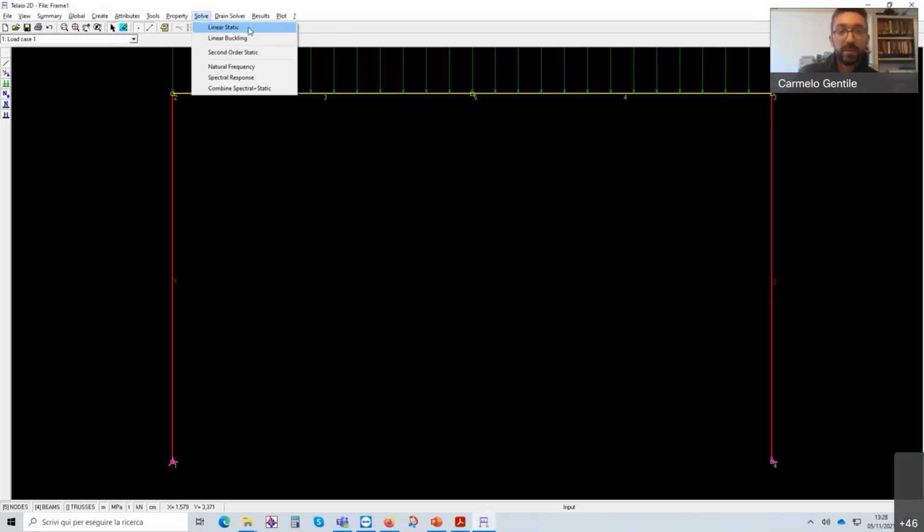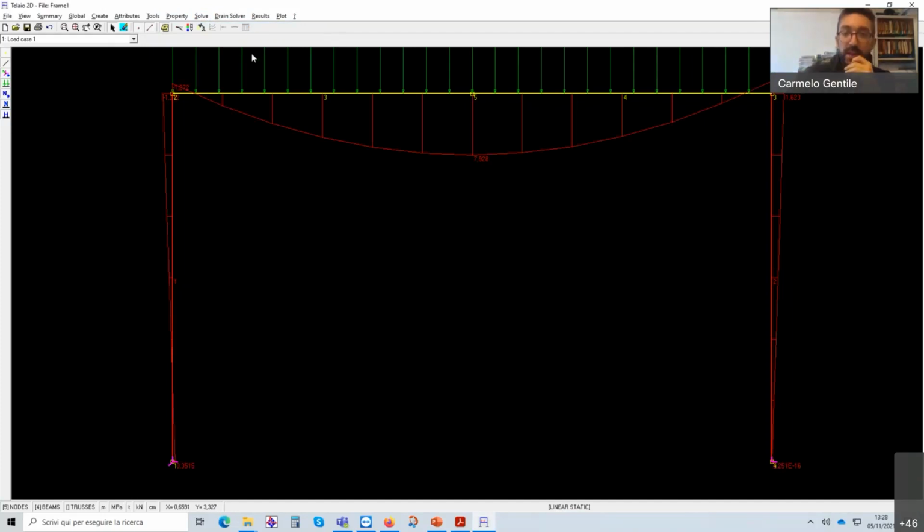Okay, let's just solve it. This is what we have. So we have 2 columns, and this time we have the presence of bending moment also in the columns. Okay, because we are restraining it. Yeah, sure. Tools, subdivide. You select the beam you want to subdivide, and you select the number of divisions you want to perform.